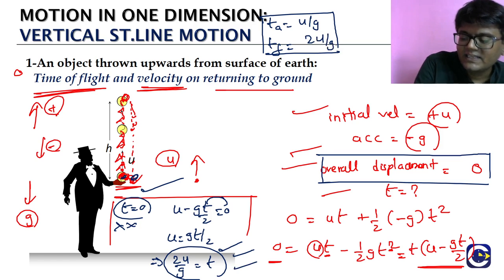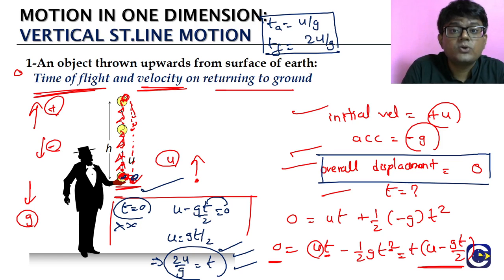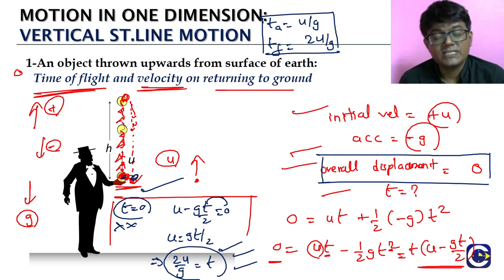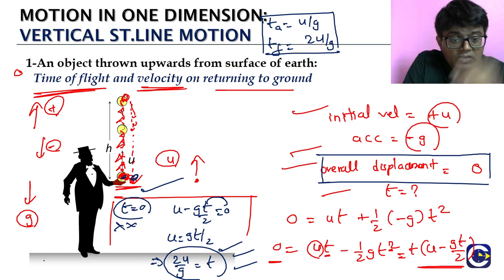You see one interesting thing. The motion is symmetric. To go up, it is taking u by g. The overall time is 2 times of that, which means while coming down also it is going to take the same amount of time. So generally we will call that the time of descent. The time it takes to come down will be called what?